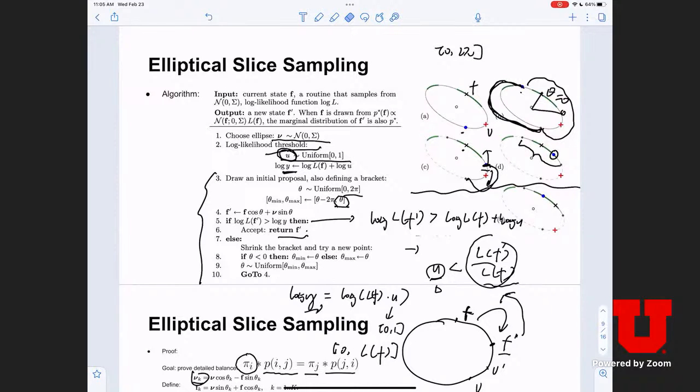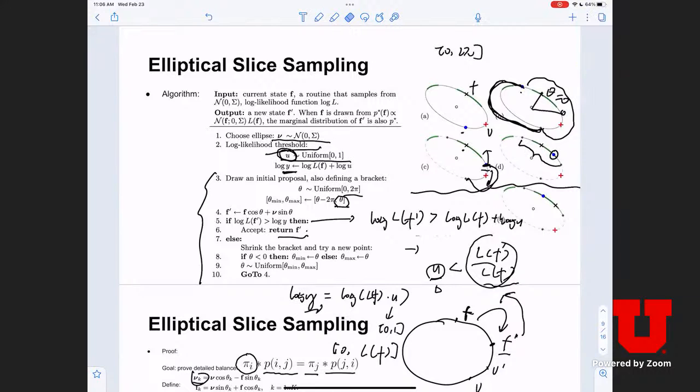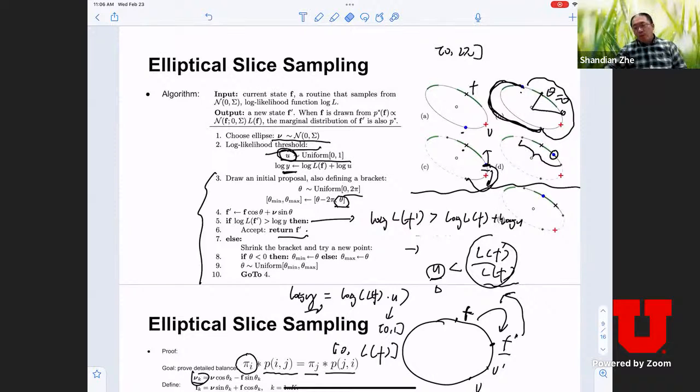Yeah. You can randomly draw a location. But since it's a circle, though, doesn't it? I mean, it could. That is determined by their polar coordinate system. If theta is bigger than 0, then your new circle should be on the right to the current sample f.